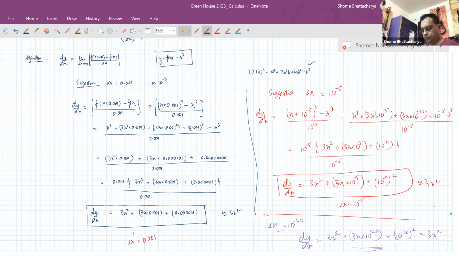Sir, can you please explain the second step? Sorry, which one? The second step, x cube plus the bracket with 3x square plus 10 raised to minus 5. So this is just the expansion of the formula, no? (a plus b) whole cube. See, I've written it above: a cube plus 3a square b plus 3ab square. So your a is how much? x. Your b is 10 raised to minus 5. So just expand it by this formula to get this. Okay, sir.